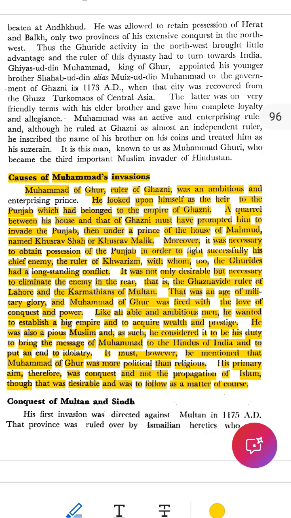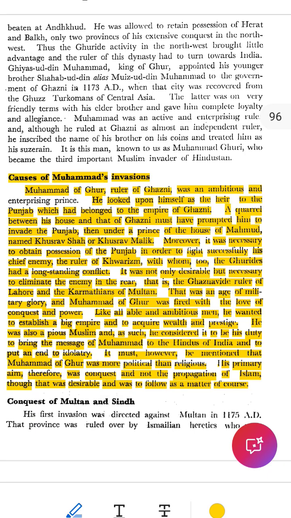1. Ambition to build a great empire. Muhammad of Ghur dreamed of becoming a great emperor like Mahmud of Ghazni or Alexander the Great. He didn't want to be a small king. He wanted to rule a huge empire across many lands. He saw India, especially the region of Punjab, as a rich and important place to conquer and add to his growing kingdom. Think of it like this.